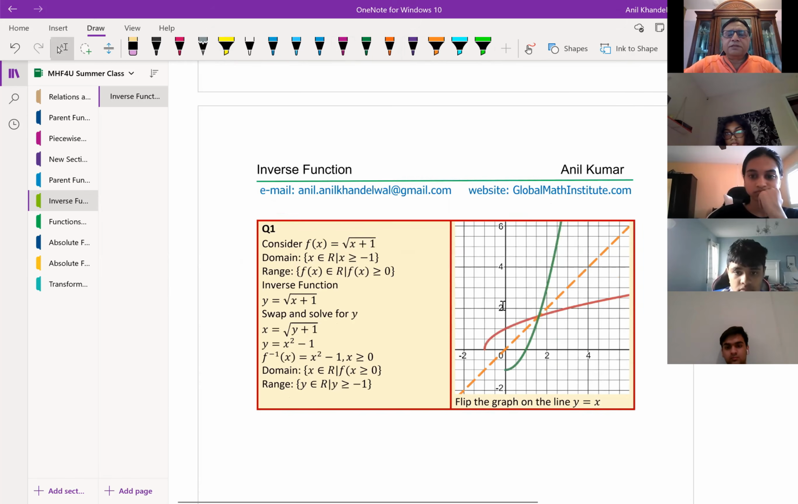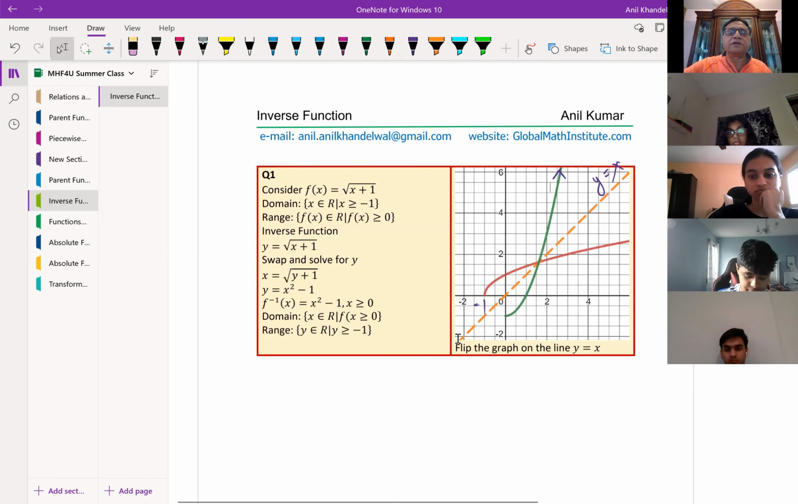Very good example. This is just the solution to show you different ways of doing it. As you have already seen, we could always reflect the graph on y equals x and find our values, right? This is -1 here, the given graph, and the green graph is one side of the parabola, the positive side, which gives us the inverse of this particular function, right?